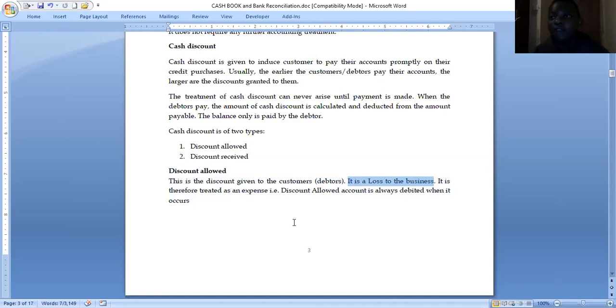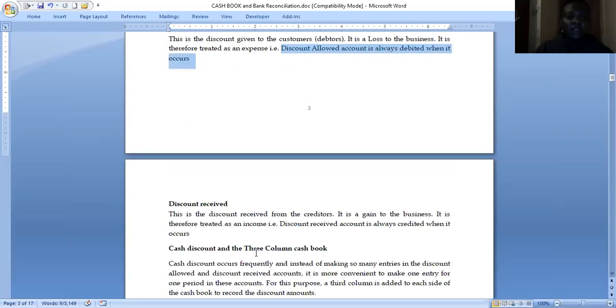So whenever we give a discount allowed as a business, we are supposed to debit the discount allowed account, being that the discount allowed is an expense. Whenever expenses are increasing, you're supposed to debit the expense account. So therefore, discount allowed is always debited when it occurs. Then you have the discount received.